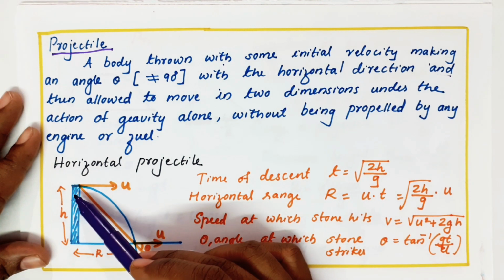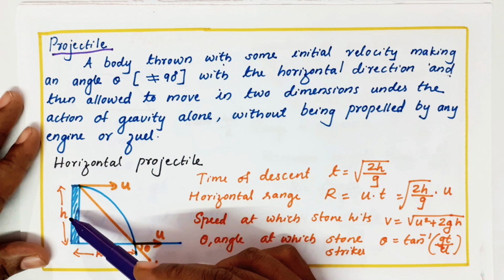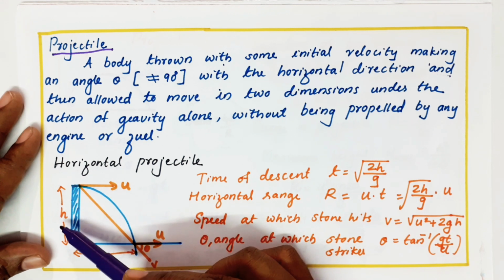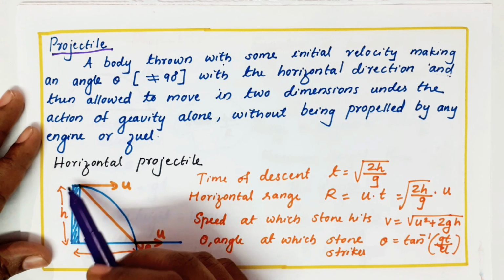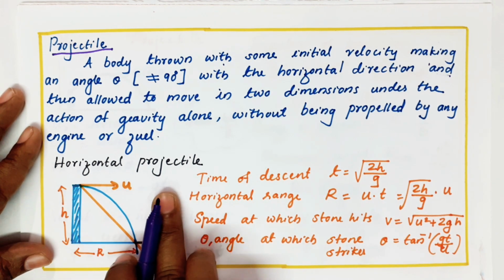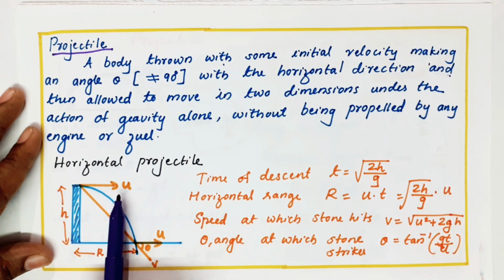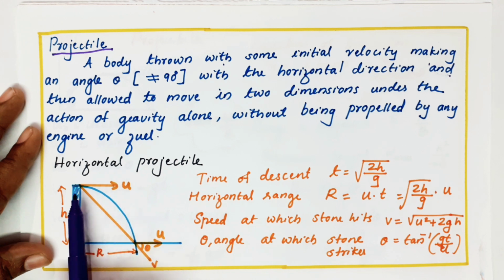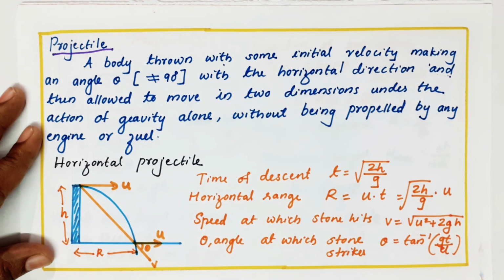You can take this as a tower of height h. From the top of the tower, you can throw the body in different ways. I am just throwing the body horizontally first. Horizontally means in the first case the body has only horizontal velocity. After some time, due to the effect of gravity, the body will follow this path and reach the ground.